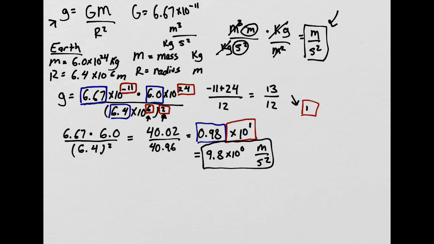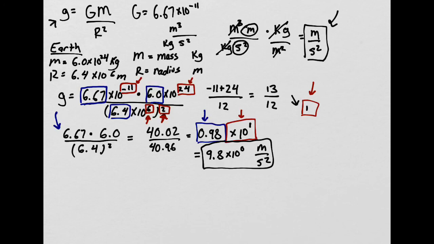We plugged them into our equation. We did our prefix multiplication of the 6.67, the 6, and the 6.4 squared, and found that our prefix was 0.98. Then we did the hardest part, which was looking at the exponents, 10 to the negative 11, 10 to the 24, and 10 to the 6 squared. And that gave us a final exponent of 1. So that gave us our final answer of 0.98 times 10 to the 1, or 9.8 meters per second squared.